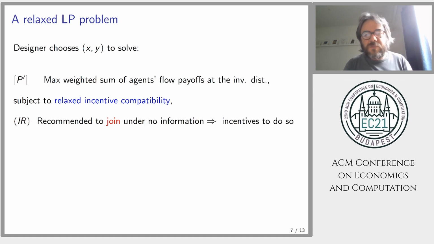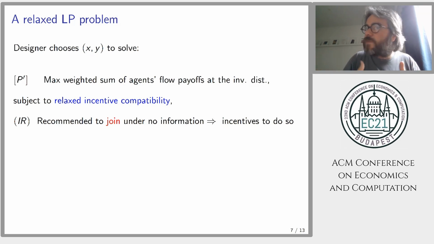And so what we did is we studied a relaxed problem, a linear programming problem, which is a relaxed problem compared to the one I just mentioned, where the designer still maximizes the same objective, but this is only over entry rule and exit rule. And this is going to be subject to a relaxed incentive compatibility constraint, which essentially will say that an agent must have incentives to join the queue if he's not informed. Okay, so it doesn't get any signal on the state, and is recommended to join the queue.